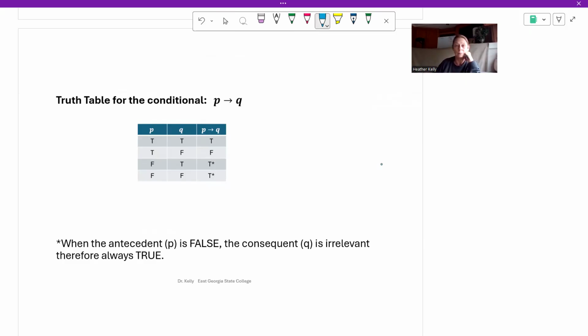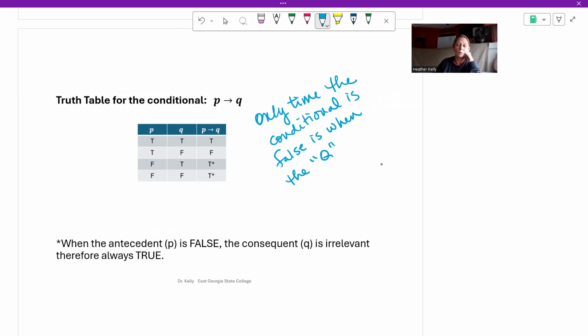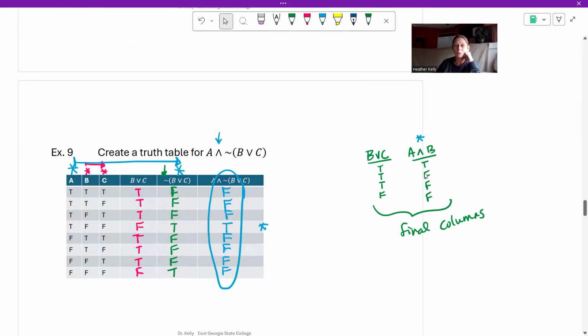The only time the conditional is false is when the Q is false. In other words, if I wrote this, that would be my shorthand, like I wrote the shorthand up here.